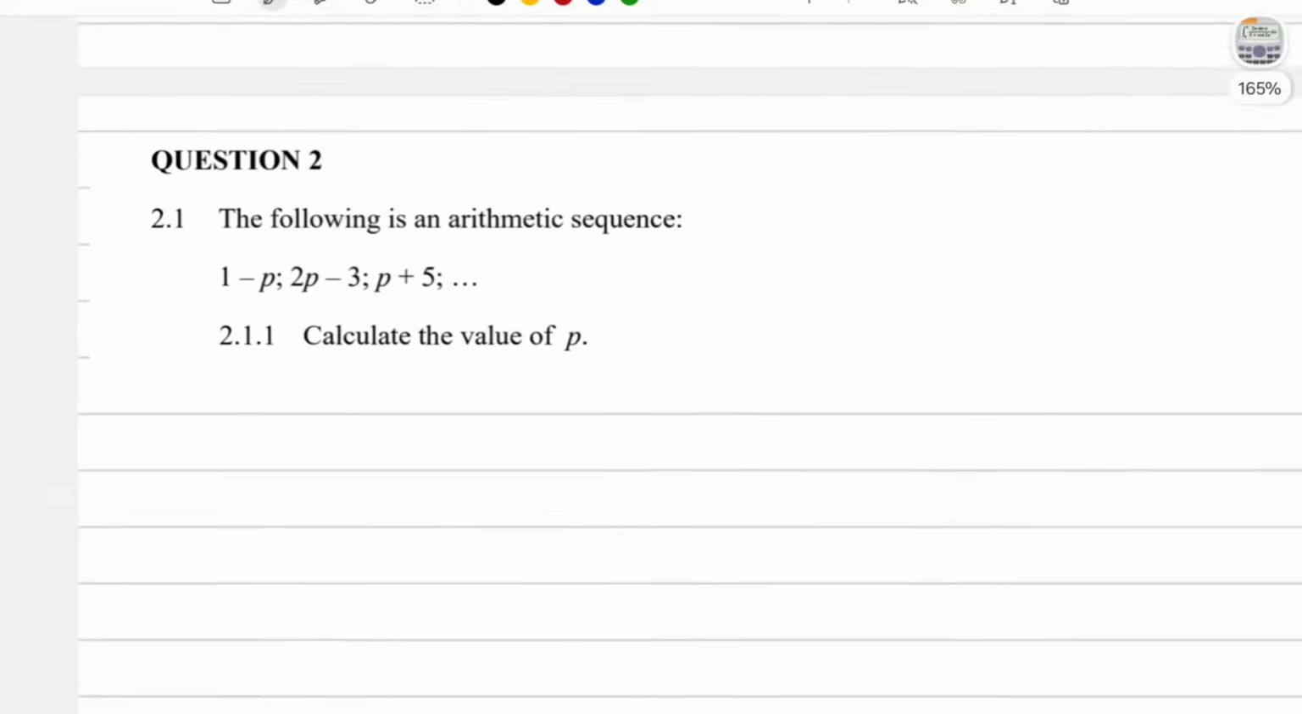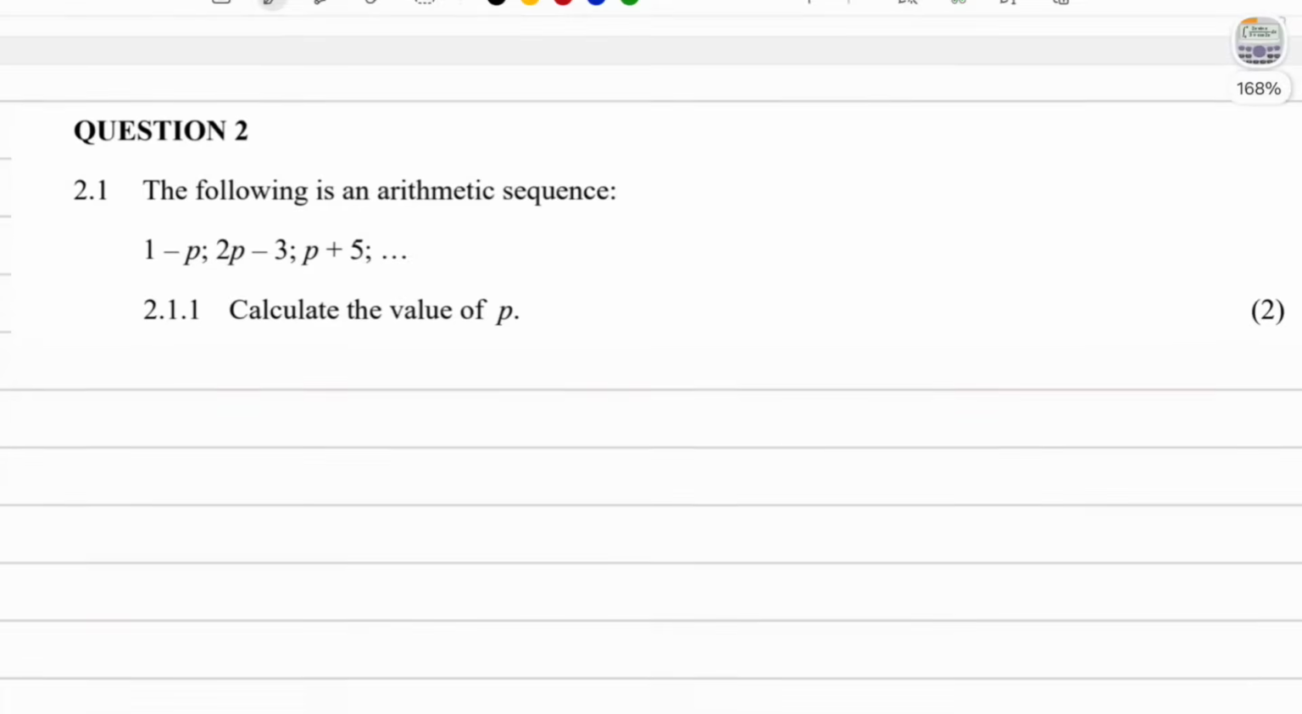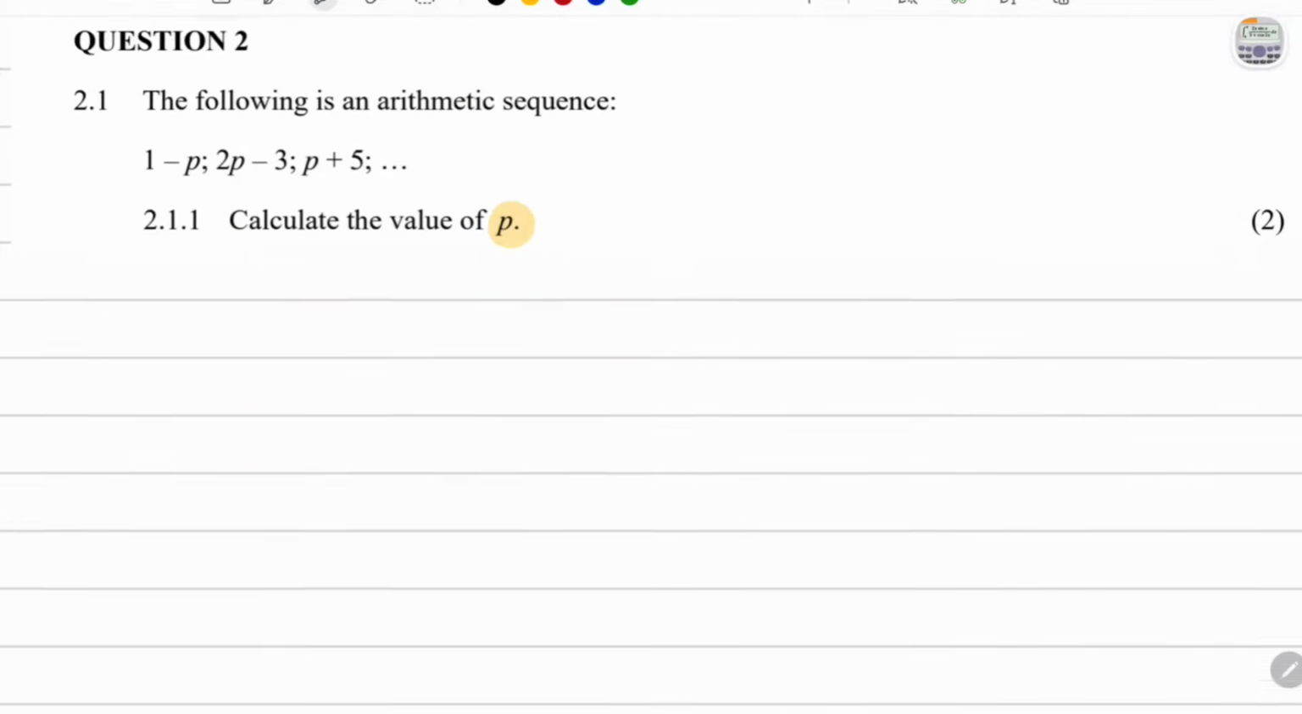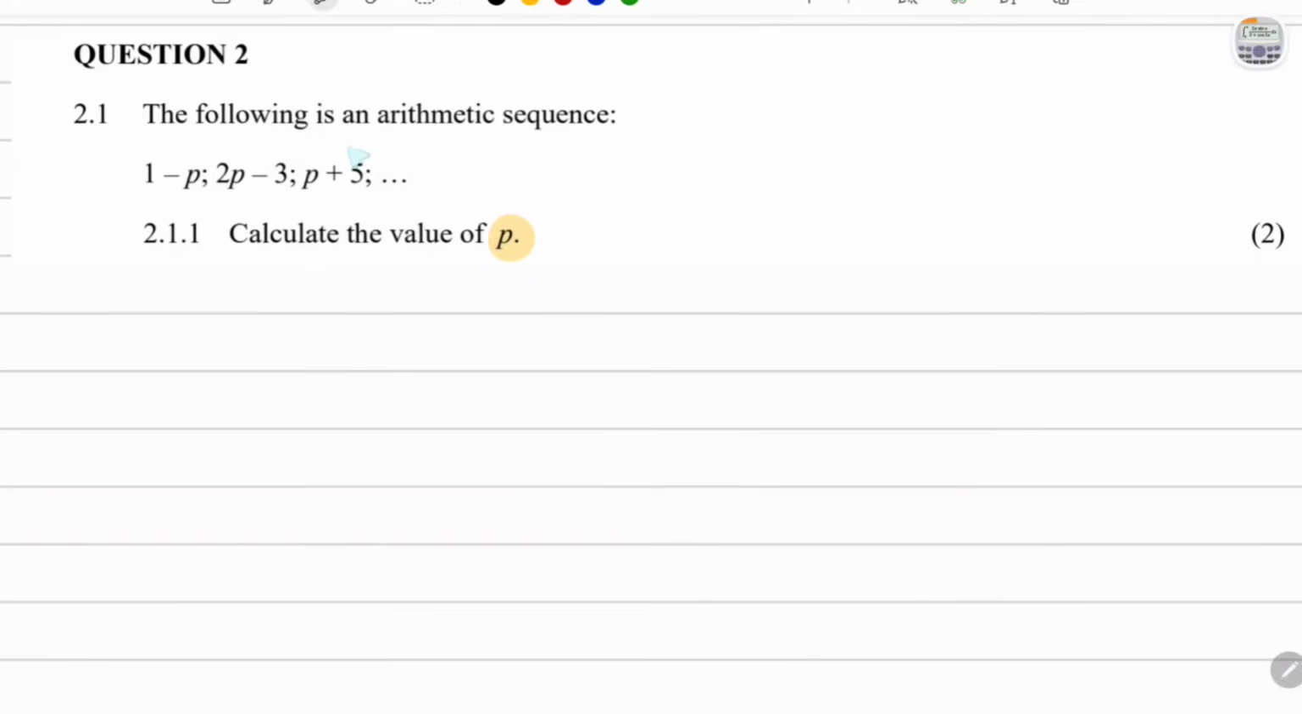So, in question 2, the first question we have for 2.1 says, the following is an arithmetic sequence: 1 minus p, 2p minus 3, and p plus 5. 2.1.1 says, calculate the value of p. The big hint here is that they said this is an arithmetic sequence, and there's something that we know about an arithmetic sequence.